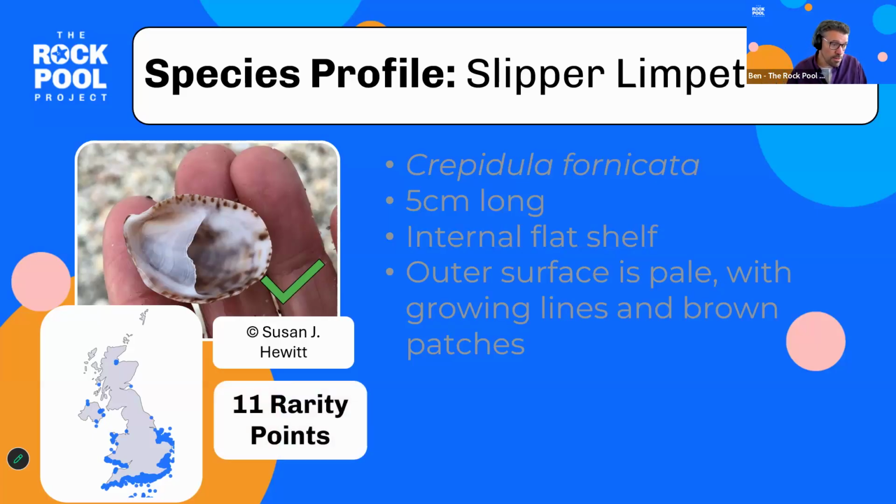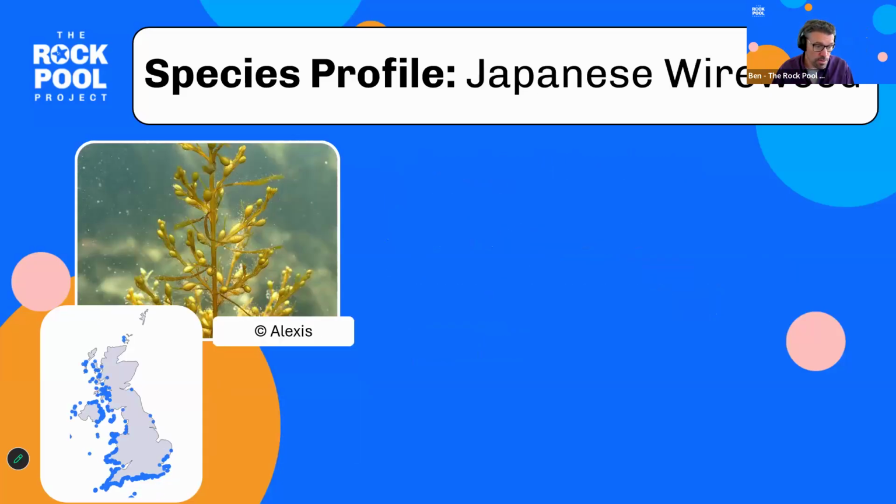You can see from the map it's found all over the south and east, and also quite common in southern Wales. All our rarity points are based on how many records already exist for that species.